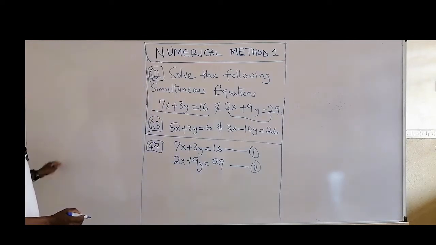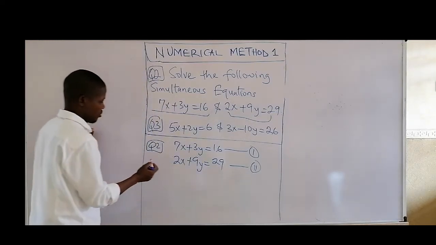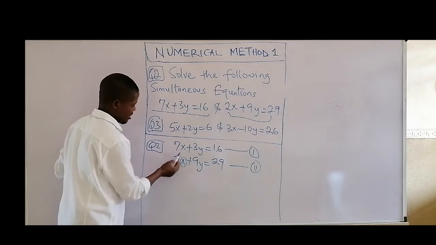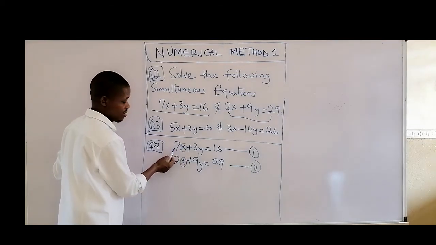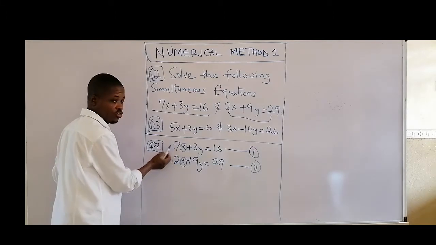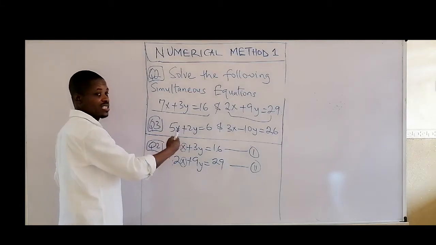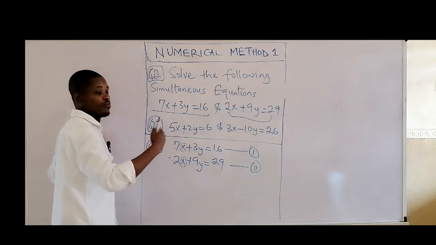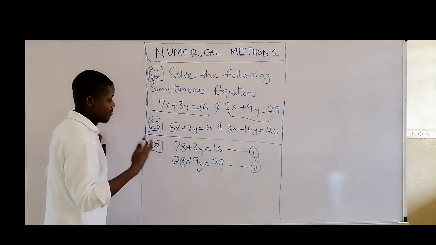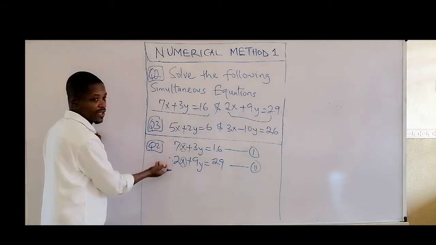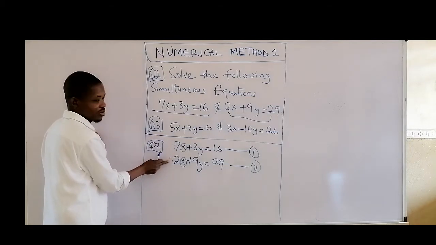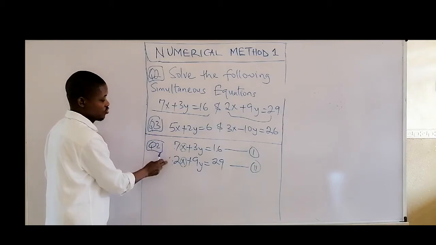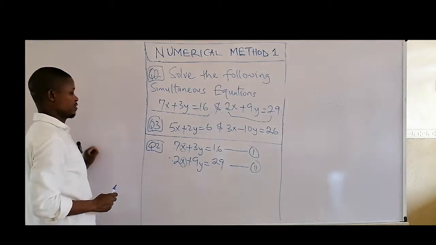What we want to do now is ensure that the coefficient of x is the same. The coefficient of x here is 2, and here it is 7. We want to make them the same so that they can cancel out when we subtract them. It could be either by subtraction or by addition, depending on what you have. In this case, it's plus here and plus here, so we're going to subtract the two equations.